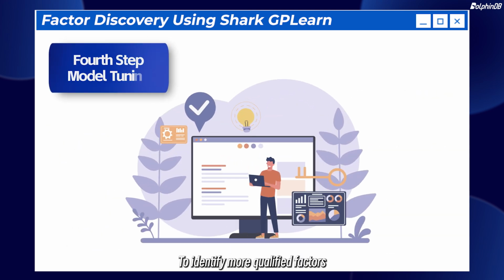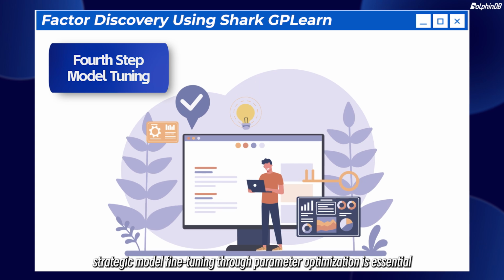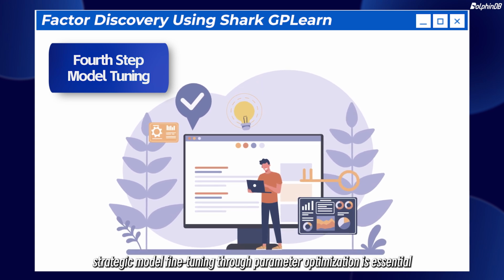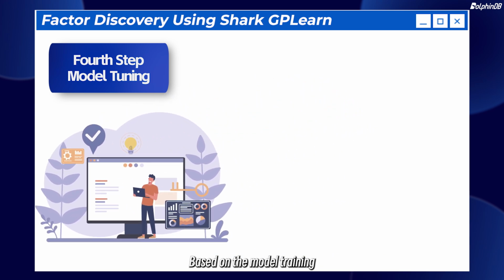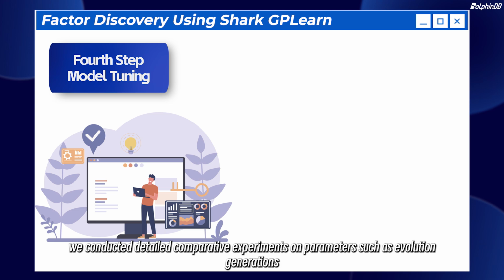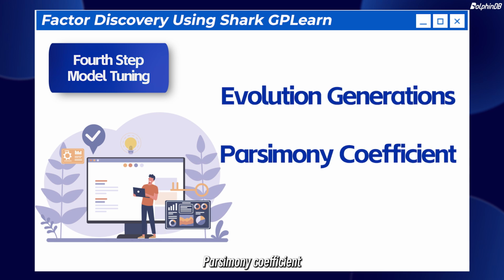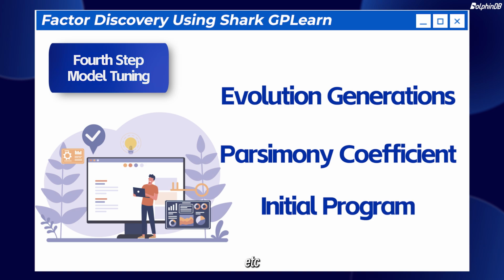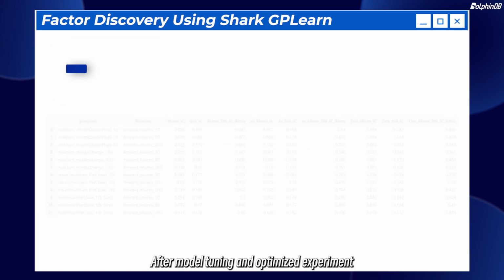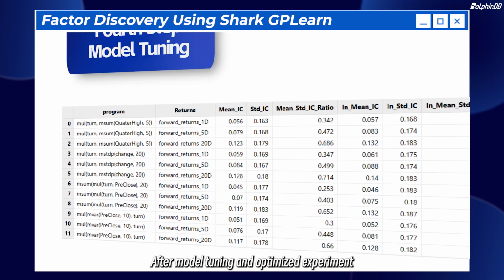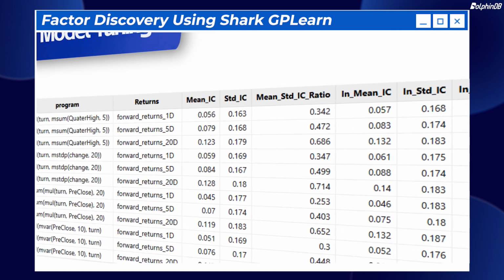To identify more qualified factors, strategic model fine-tuning through parameter optimization is essential. Based on the model training, we conducted detailed comparative experiments on parameters such as evolution generations, parsimony coefficient, and initial program configuration, etc. After model tuning and optimized experiment, we obtained the following results.